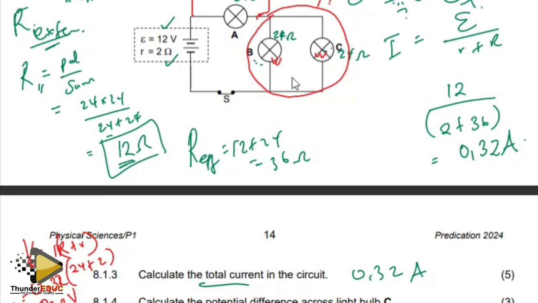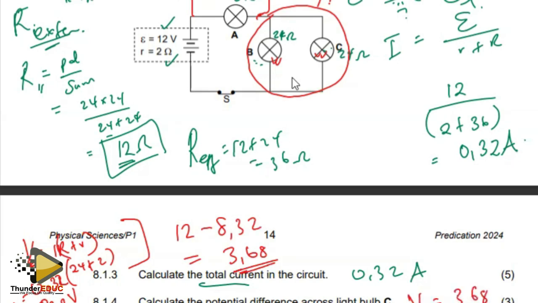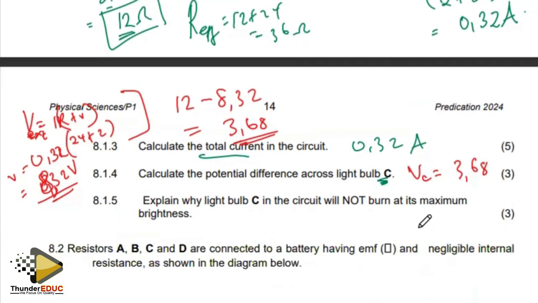Okay, then if I get my overall, which was 12, remember now this is just the EMF across this one. 12 minus 8.32 is just going to give me 3.68. So 3.68 is across the parallel. Okay, and remember what we said, voltage across the parallel is always constant, or it's always the same. So I'm going to say that the voltage across is 3.68. Okay, I'll go with that.